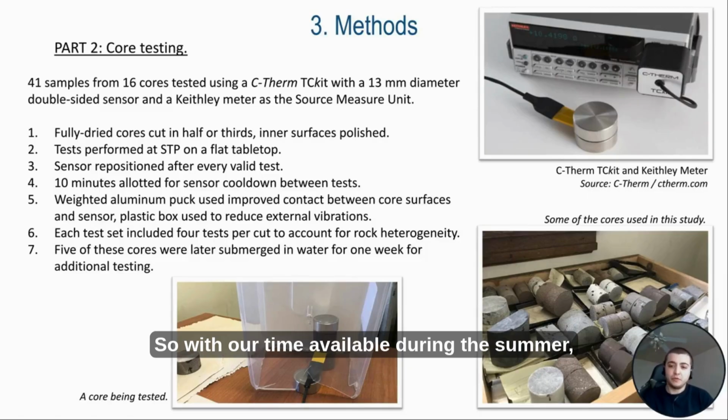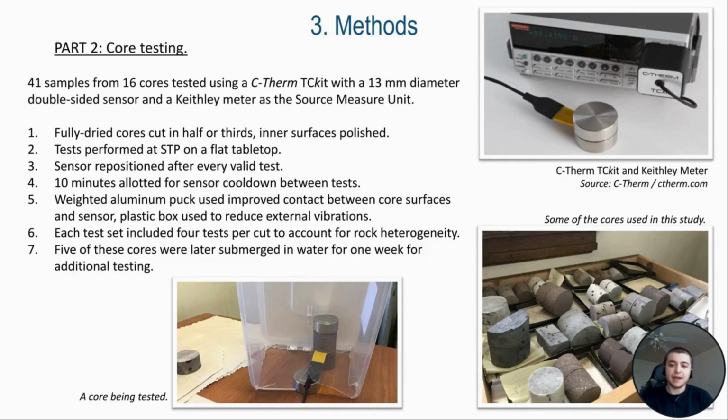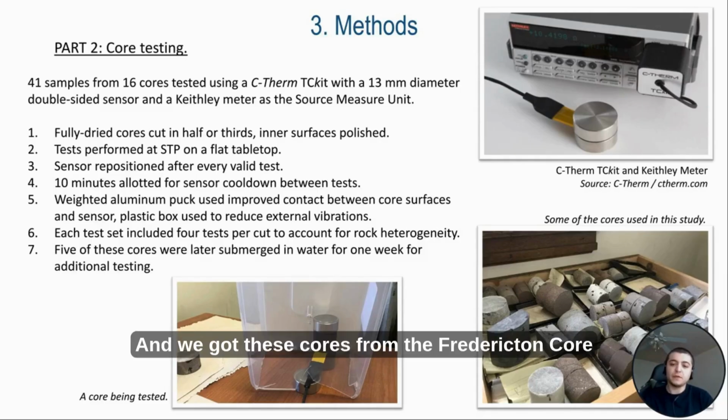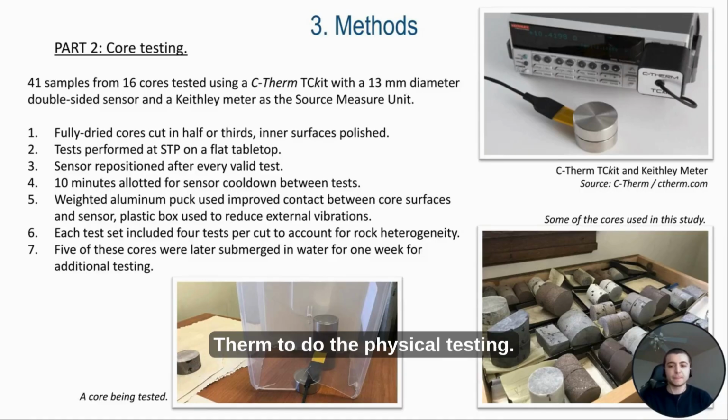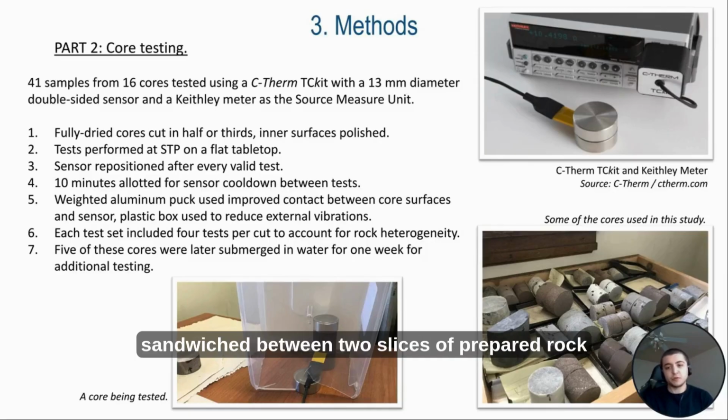So with our time available during the summer, we were able to test 41 rock cores, which represented 9 different rock types. And we got these cores from the Fredericton Core Archive and used a TC kit that was provided by C-Therm to do the physical testing. So I have a picture here. We used a 13 millimeter double-sided sensor sandwiched between 2 slices of prepared rock core.